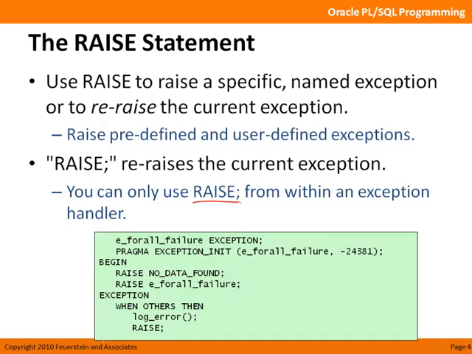So here are some examples. I declare my own exception by name. I associate that exception with an error number with the EXCEPTION_INIT pragma. I can raise one of Oracle's predefined exceptions. I can raise one of my own defined exceptions. And I can use RAISE semicolon to re-raise the same exception that was being handled. Now let's try it out in some real code.